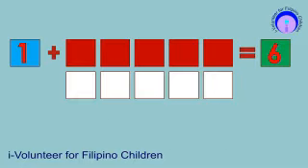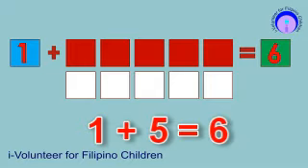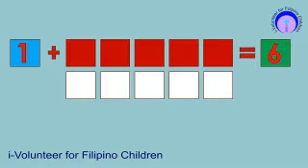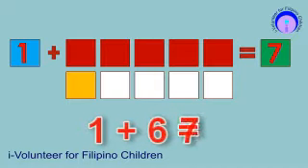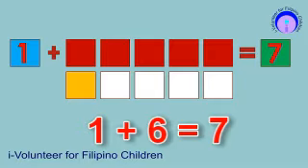Now the first row is all red. That means 1 plus 5 is equal to 6. The sixth block is colored orange. Just like the red block, it is counted as 1. Therefore, the expression is 1 plus 6 is equal to 7.